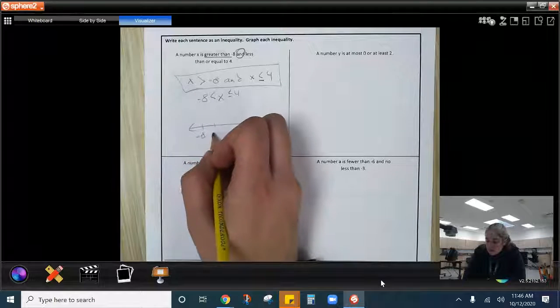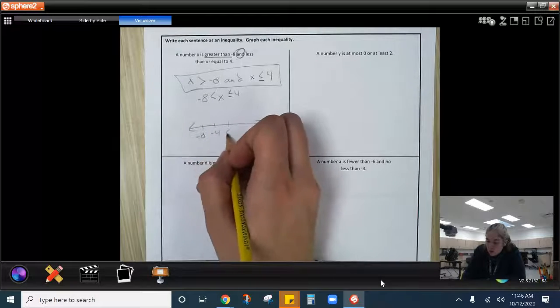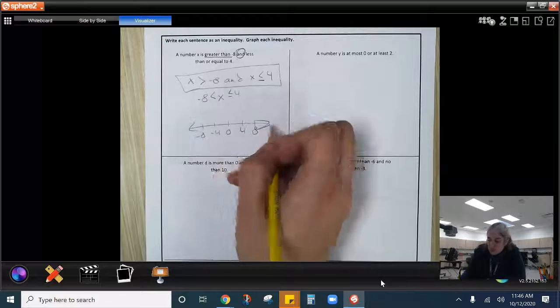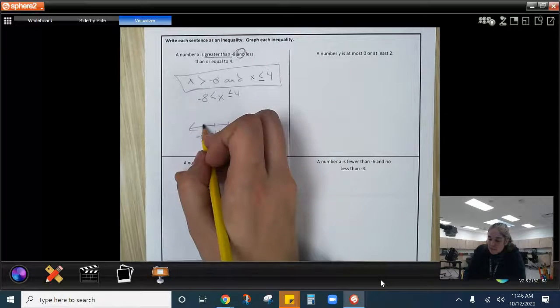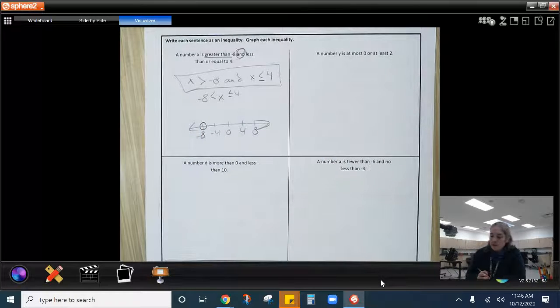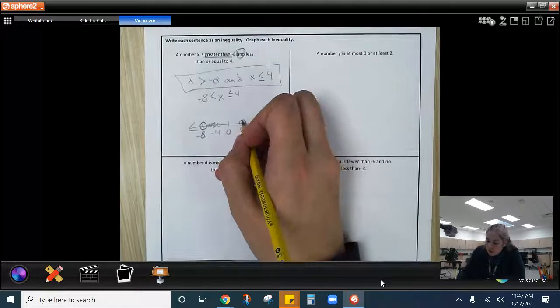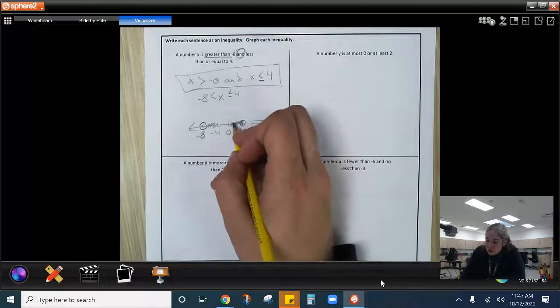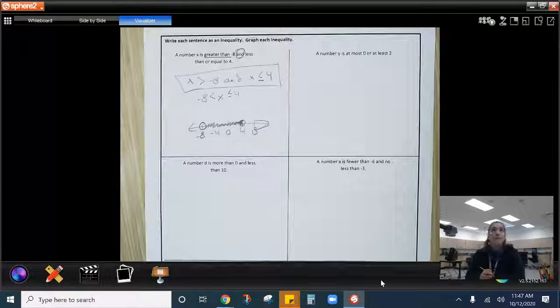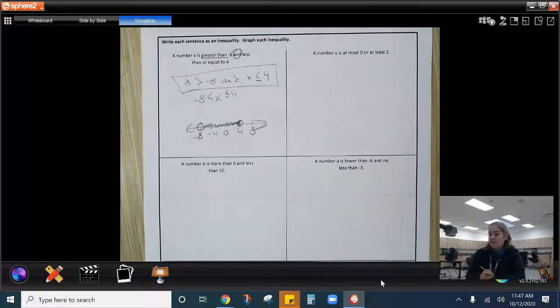So here is my graph. I've got negative 8, negative 4, 0, 4, and 8. Because I'm feeling a little lazy. So I do an open dot here. I want to shade to the greater side. And I've got a closed dot here. And I want to shade to the left side. So that's what my compound inequality looks like when I graph it.